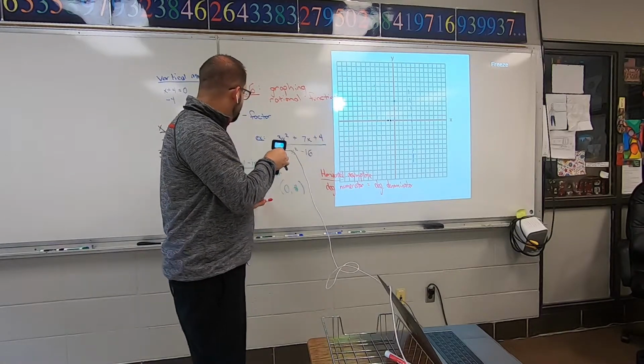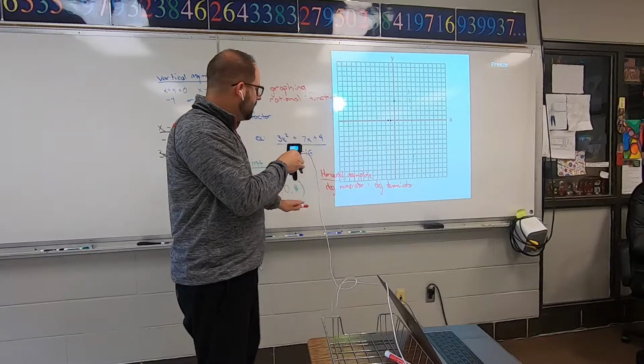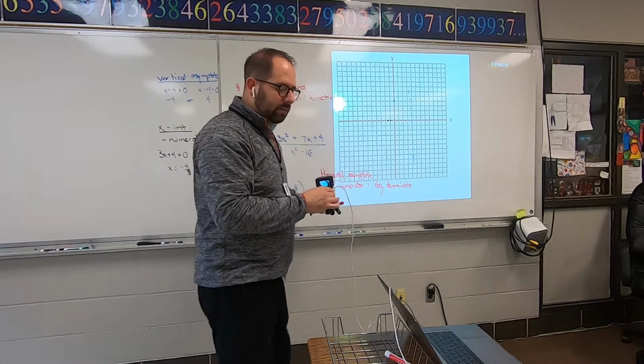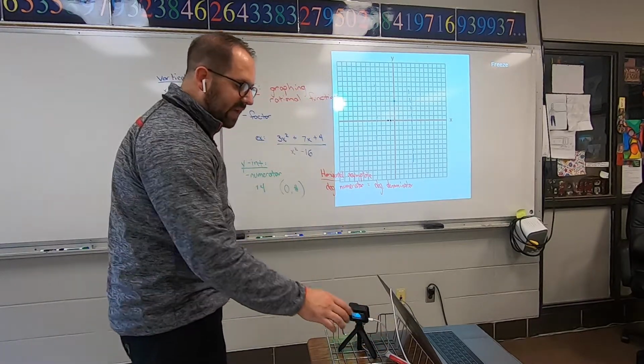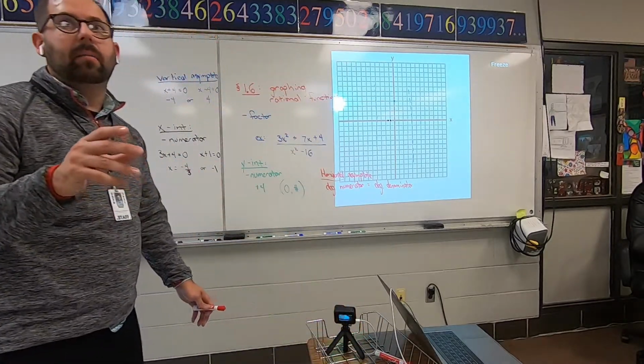And now what we're going to do next, we've already done the vertical and the y-intercept. So now we're going to do the horizontal. If the denominator and the numerator have the same degree, and in this case that does happen, they have the exact same degree on this particular problem.